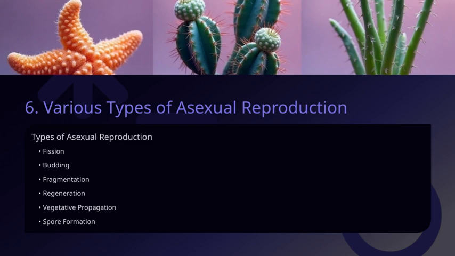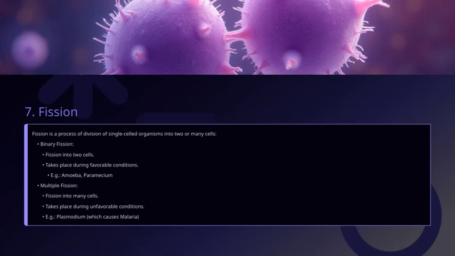propagation in various environments. Let's talk about fission, which is a common method of reproduction in single-celled organisms. For example, Plasmodium, the parasite that causes malaria, reproduces through fission. Now, this process typically occurs during unfavorable conditions, when the organism needs to quickly increase its numbers to survive tough environments. In such cases, the cell undergoes fission into many smaller cells, a process known as multiple fission.